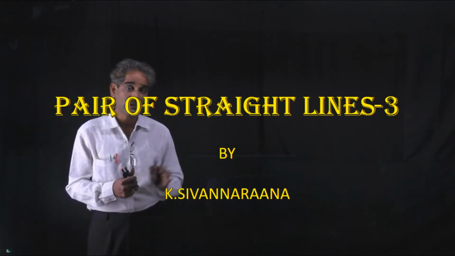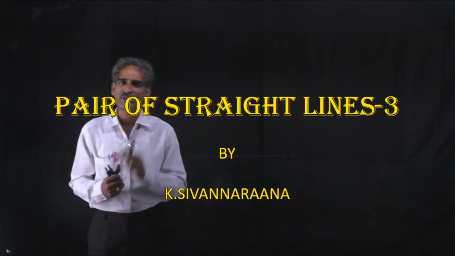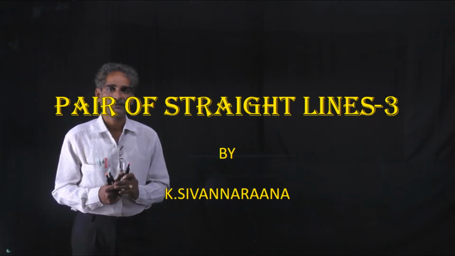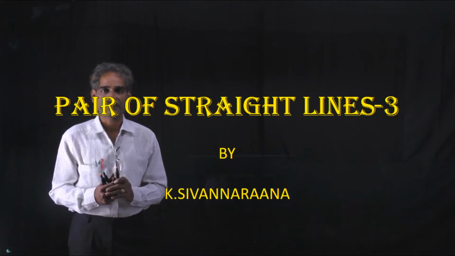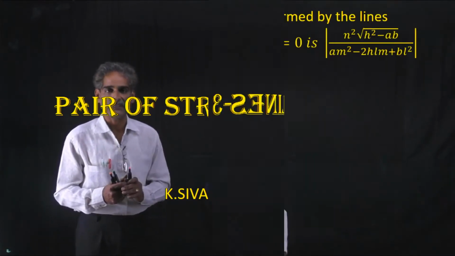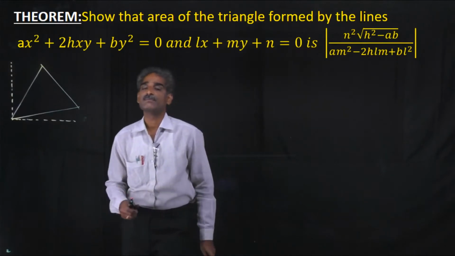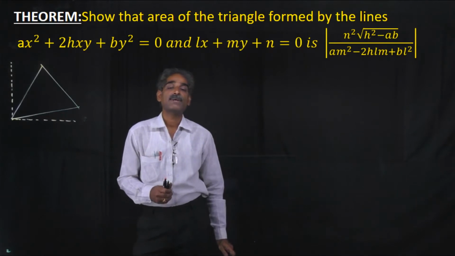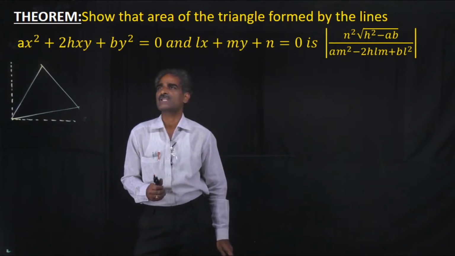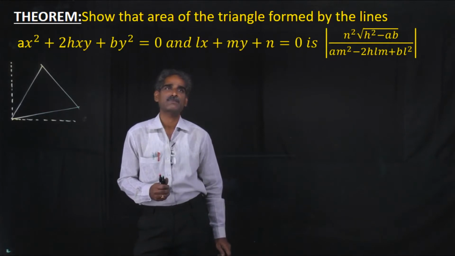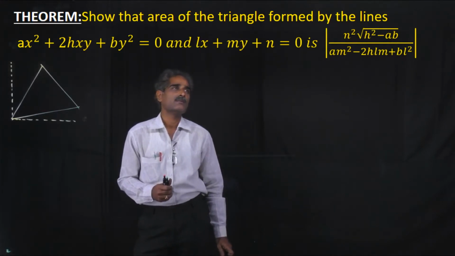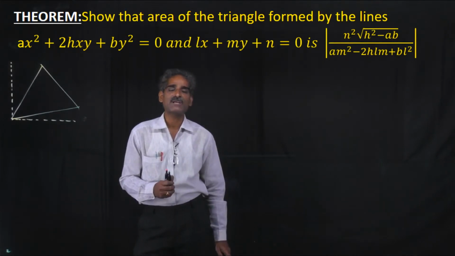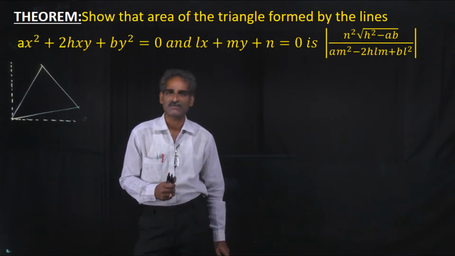So in this session we learn about an important theorem: area of the triangle formed by pair of lines with a line, and centroid of the triangle. Okay, first of all, area of the triangle. See this theorem. Show that the area of the triangle formed by the pair of lines ax square plus 2hxy plus by square equal 0 and lx plus my plus n equal 0 is modulus of n square into root of h square minus ab by am square minus 2hlm plus bl square.